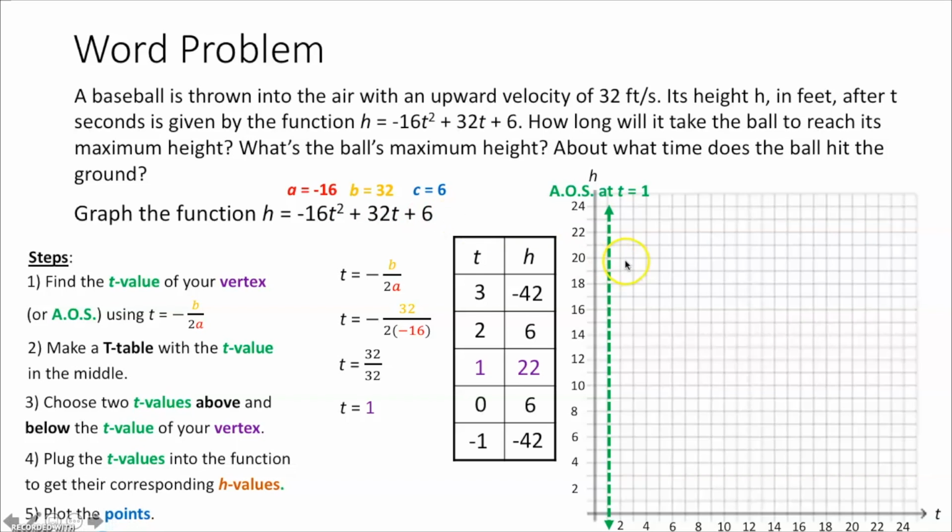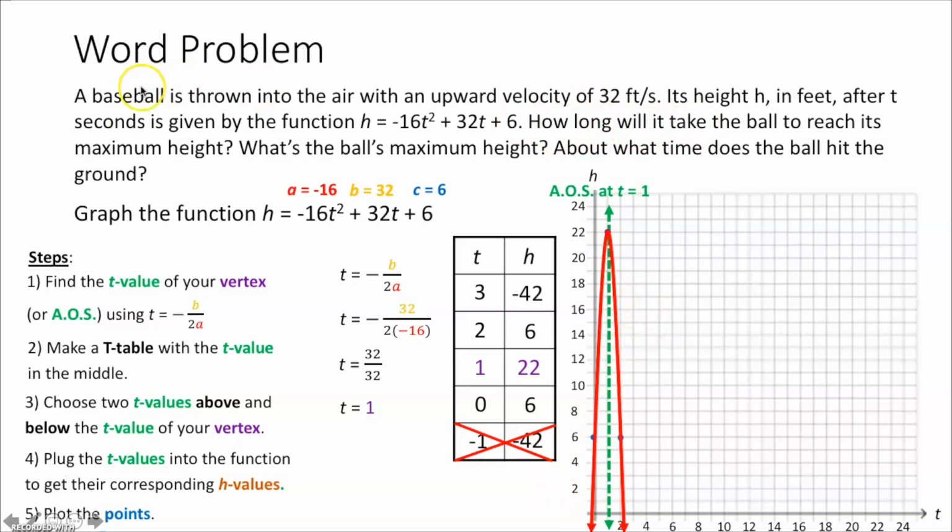We then plot our points. Let's start at the top. 3 comma negative 42. That's 3 on the t-axis, down 42. That's way off the graph. 2 comma 6. I go over 2 on our t-axis, up 6 on our h-axis, put a point. 1 comma 22, over 1 on our t-axis, up 22 on our h-axis, put a point. Then 0 comma 6, over 0 on our t-axis, up 6 on our h-axis, put a point. And then negative 1 comma negative 42. Well, technically, negative 1 as our t value is going back in time, so we don't even care about that, right? So we're just going to cancel that out. We now have our points. We can draw a parabola going through those points, and we can answer our questions.